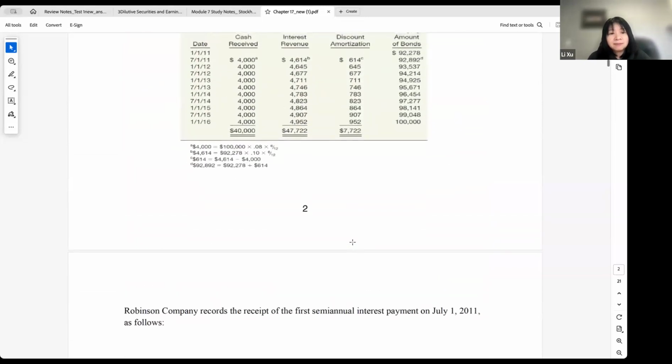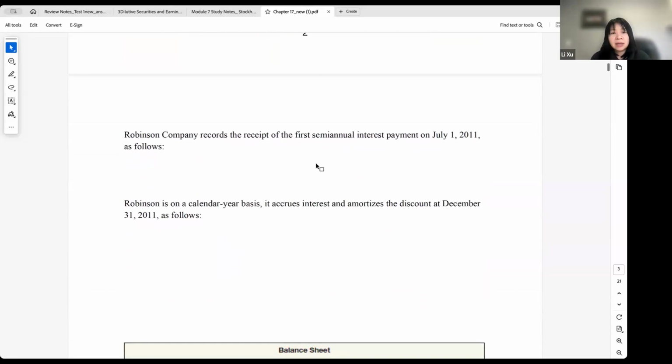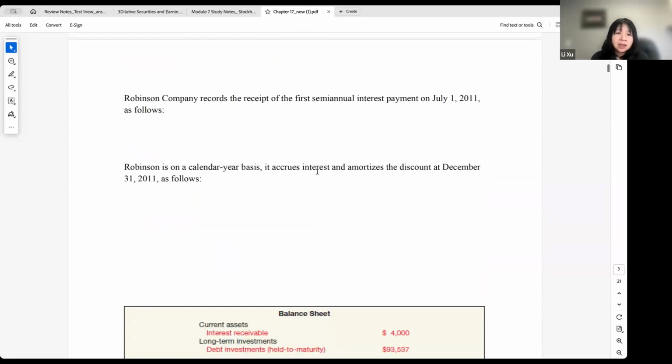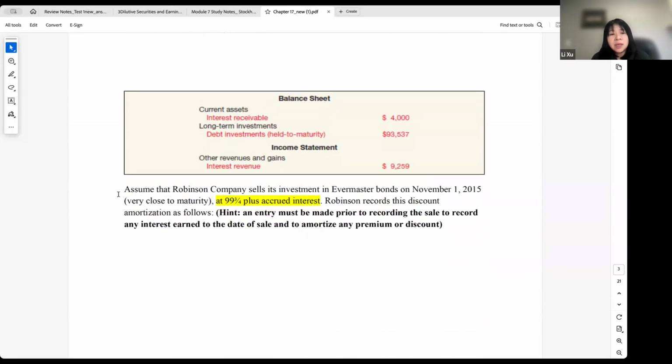In this chapter, I only test the fairly basic. So here, the basic journal entry for interest payment, how to do it. And I'm not going to test you on this question. If you sell in the middle of the year, I will not test this question. So you can just cross it out.